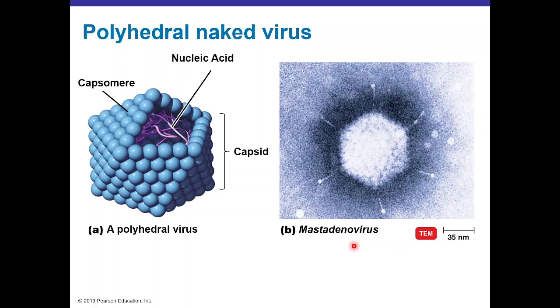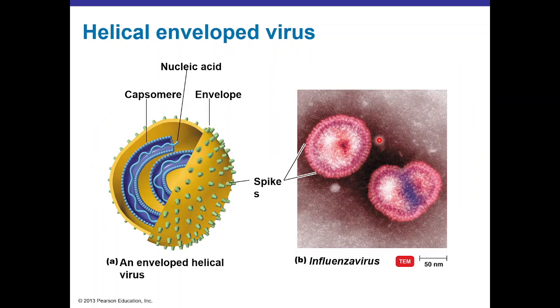So here we have some examples of how the nucleocapsid looks in naked viruses. Here we have a polyhedral naked virus. We have only a capsid, which is made out of different proteins that we call capsomeres, and inside this capsid we have the nucleic acid. This is a transmission electron micrograph that shows this polyhedral naked virus with the spikes protruding from the nucleocapsid, and you can even see little dots that show the capsomeres.